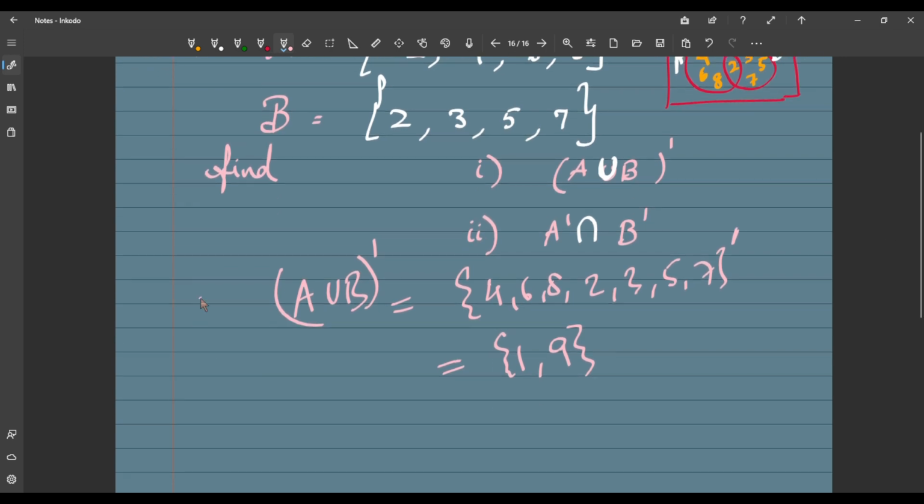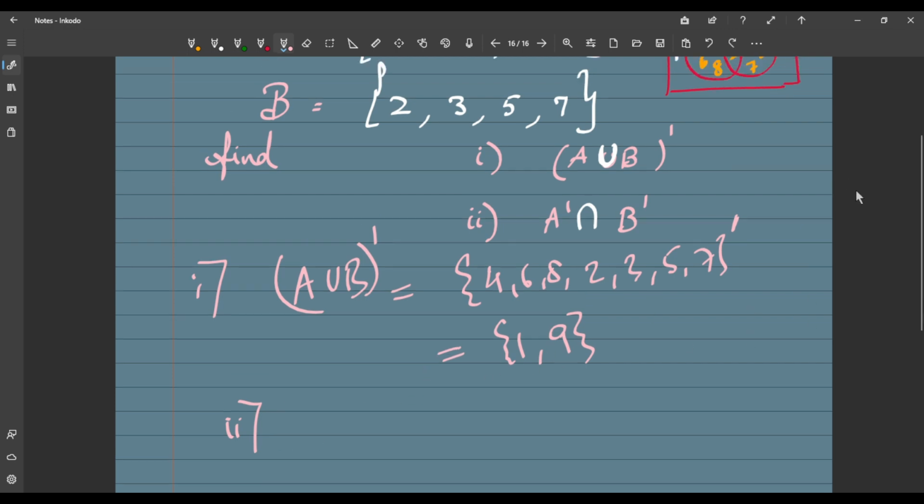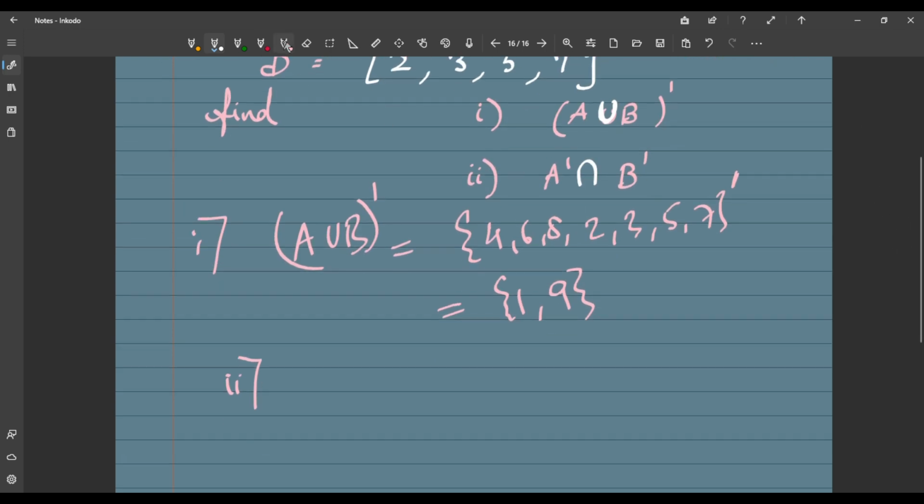And what is the second sum? The second problem is A complement intersection B complement. Okay, so first we took the complement of A union B, which was this whole region, right? And now we are taking the complement of A and we are intersecting it with the complement of B. So let me draw this diagram again just for convenience. I'll not write all the elements, so I'll just draw A and B now.